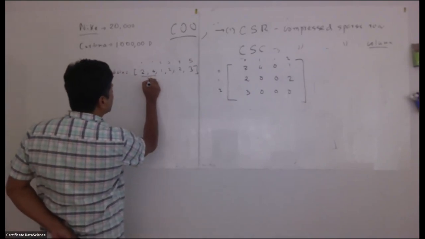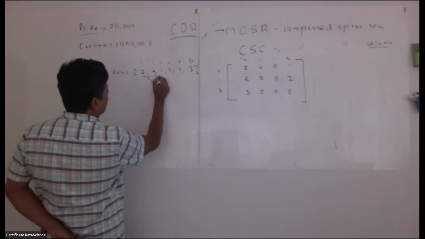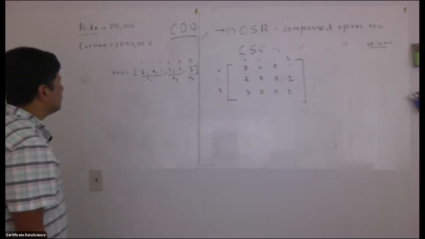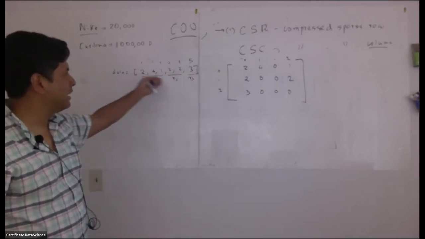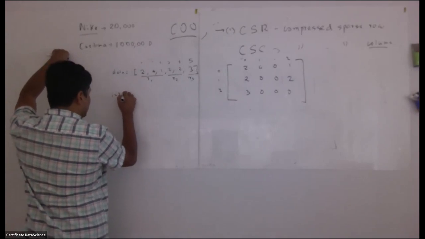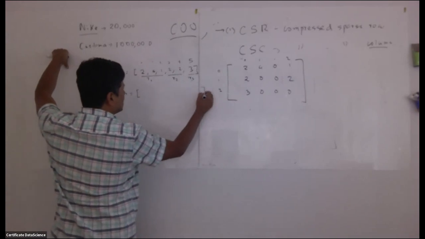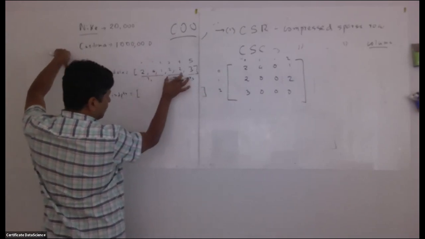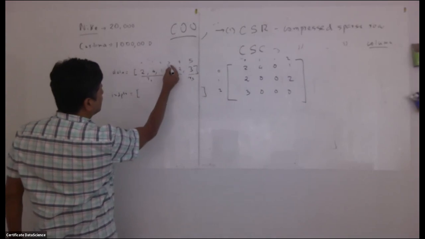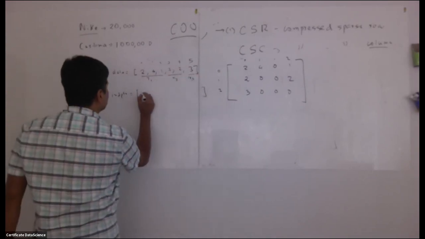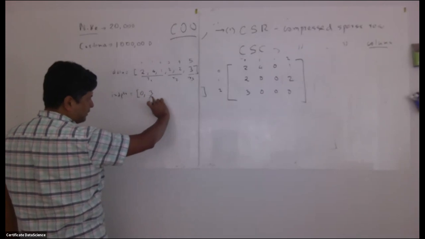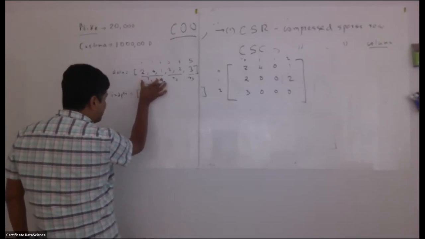The first three belong to row 1, then one to row 2, and two to row 3. So I have the data, in the right order. What I want to create next is called INDPTR, the index pointer. It marks from where to where the first row goes, then the second row, then the third. Here it's from 0 till 3, and the right side is always excluded. So 0, 3 means that from here to here, excluding the right-hand side, is the first row.